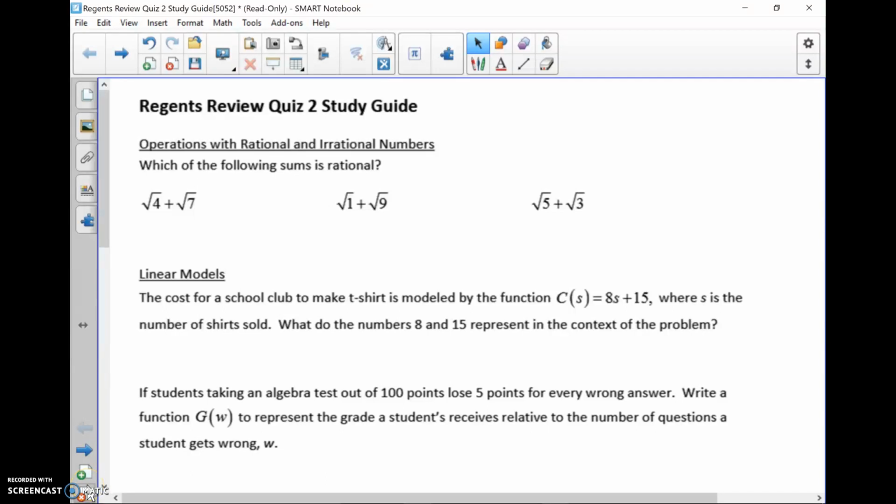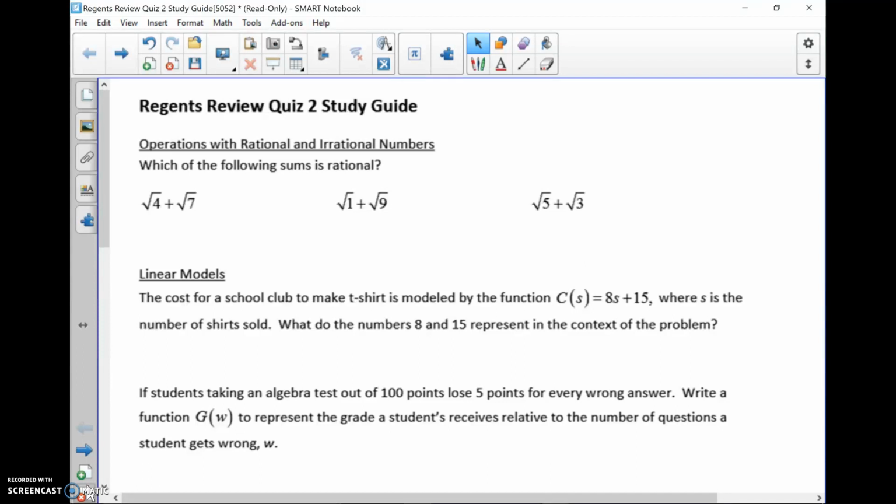Algebra 1 Common Core Regents Review Quiz 2 Study Guide. So this is our second video in the Regents Review series. It's preparing my class for a quiz they're taking on these topics, but it's also just a great study guide for Regents Review. So operations with rational and irrational numbers.